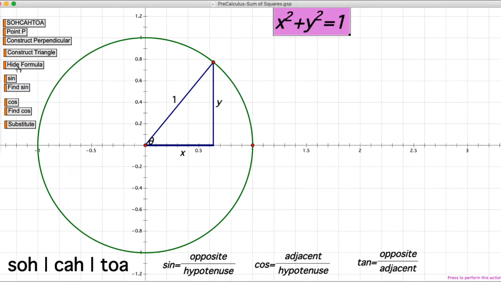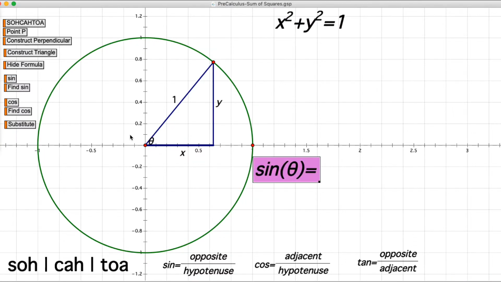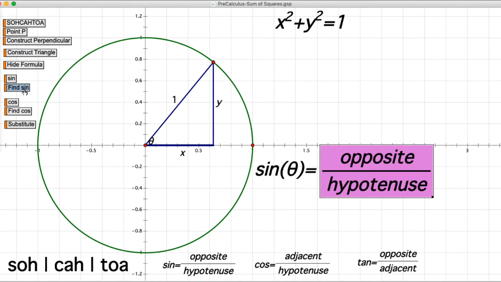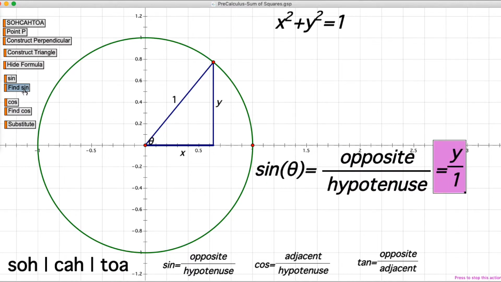Now that we've established our right triangle, let's try to establish what sine of theta would be. Working from the definition of sine, we say that it would be the opposite over the hypotenuse. The side opposite of theta is the one directly across from theta, which would give us opposite being y and the hypotenuse being 1, which simplifies to y.